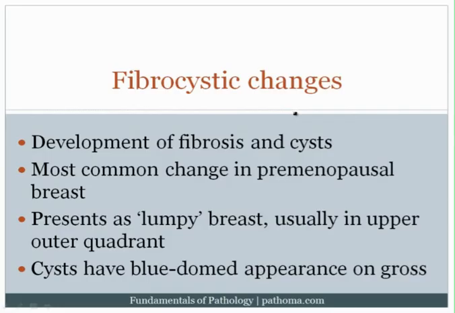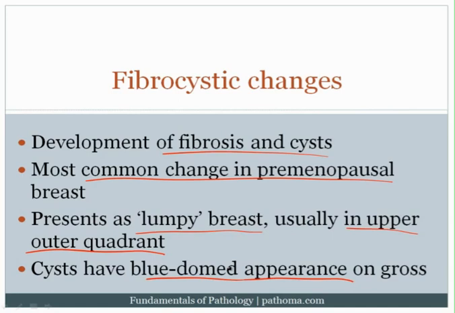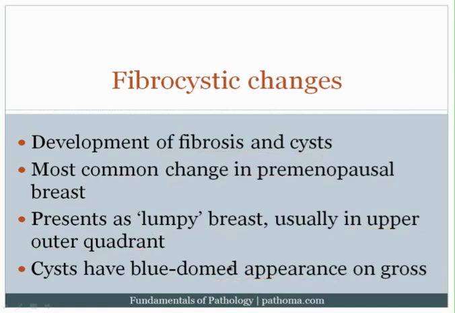And when you look at the tissue on gross exam, you can actually see the cysts, and when you see the cysts, they often have a blue color to them, so we call them blue dome cysts on gross exam. All of this is stated in your text. I'll just quickly run through it with you. Development of fibrosis and cysts, most common change in premenopausal breast, lumpy breast, upper outer quadrant, and the cysts usually have a blue domed appearance on gross exam. I've explained all of that using the whiteboard already.